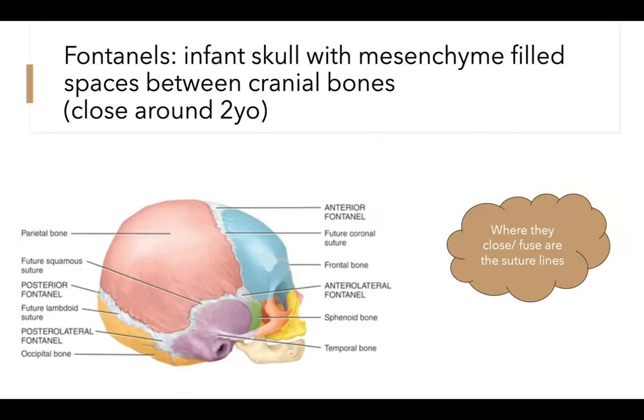So in between all of these cranial bones, we have mesenchyme, and each fontanelle is going to close at a different point in time of the baby's life. But really, all you need to know is that around 2 years old, that is when all of the fontanelles should be closed, and those suture lines will have been formed. Okay.